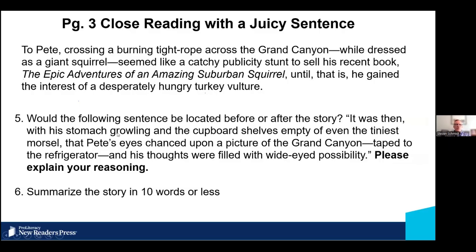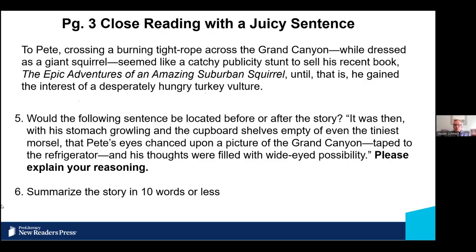I do think summary is a really high value skill. If students can summarize something, they really understand it, and it's worth teaching students to do a summary. We ask for 10 words because so many student summaries are basically a retelling of the whole thing. So we want to try to keep the summaries short. Let's see if we can summarize in 10 words or less. It's a nice challenge.